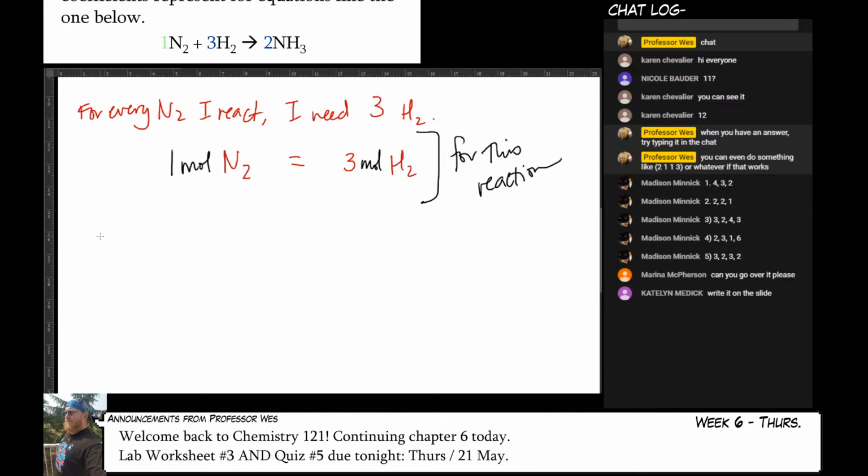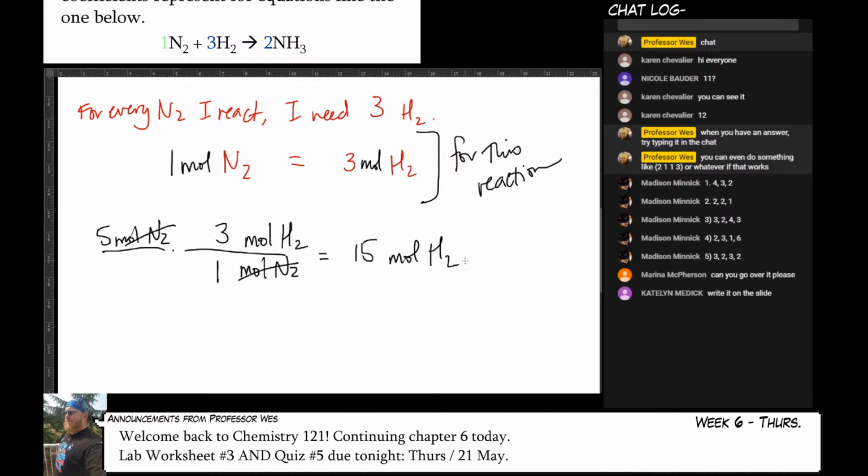So for instance, if I said, oh, okay, I have 5 moles of N2, how many moles of H2 would I need? You would then set up this relationship right here, just like any of our dimensional analysis that we've done before. And then I would say, okay, for every mole of N2, I also need 3 moles of H2. And there you go. So we're going to start constructing relationships from the balanced chemical equation. And these coefficients come from the balanced equation.